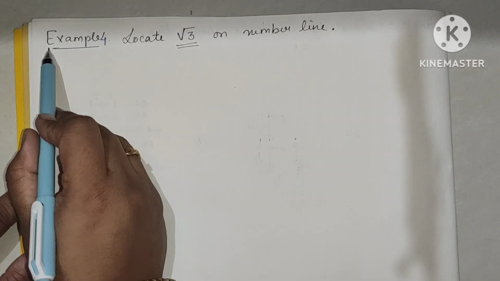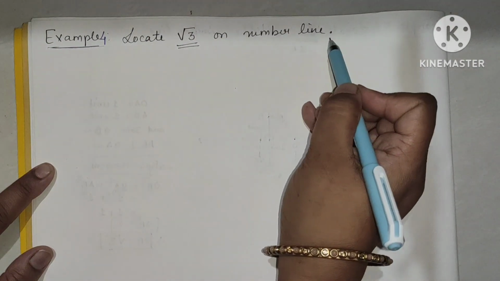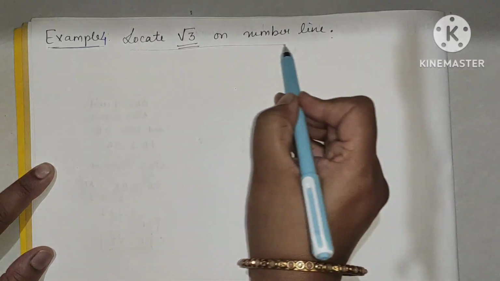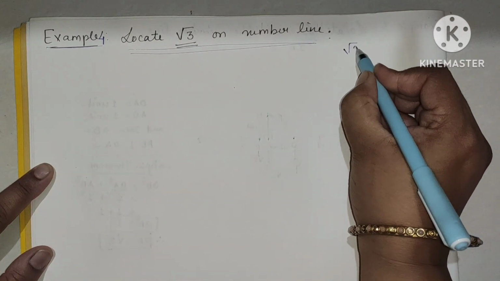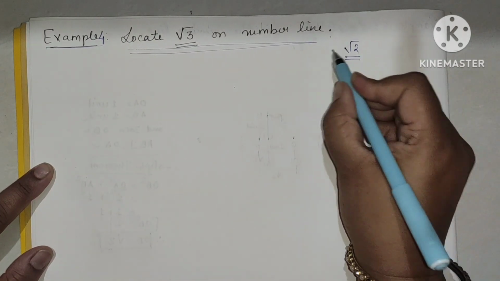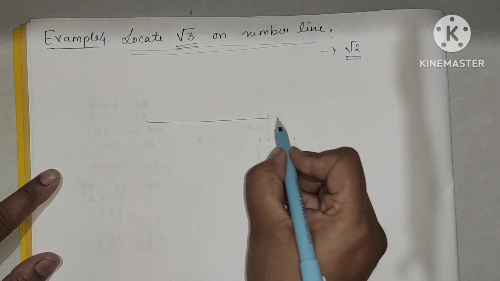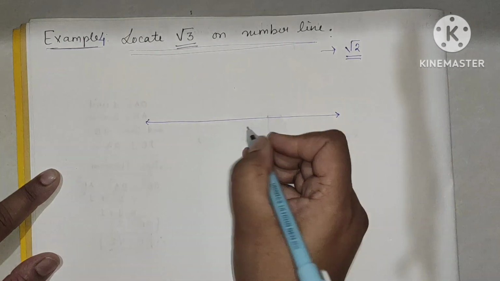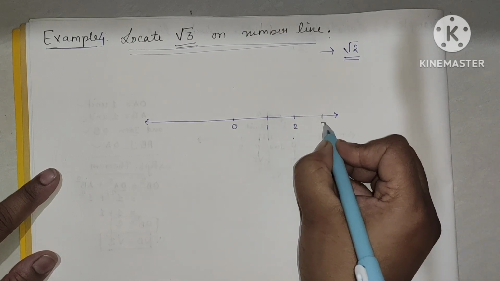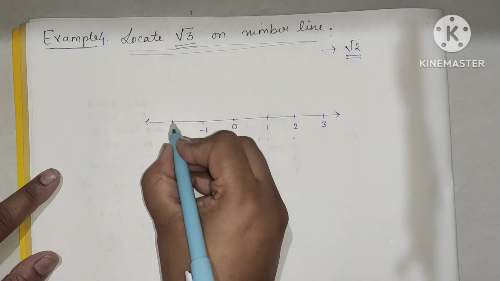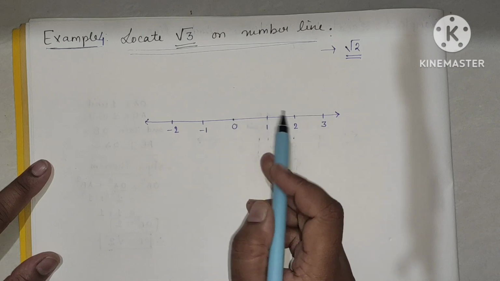Okay, now we'll see example number 4. You are going to locate root 3 on the number line. For this example, you will need to find first of all root 2 on the number line. We'll see it from the start. Once again, I am drawing the number line, taking 0, 1, 2, 3, -1, -2. I have taken these numbers at 1 unit distance each.